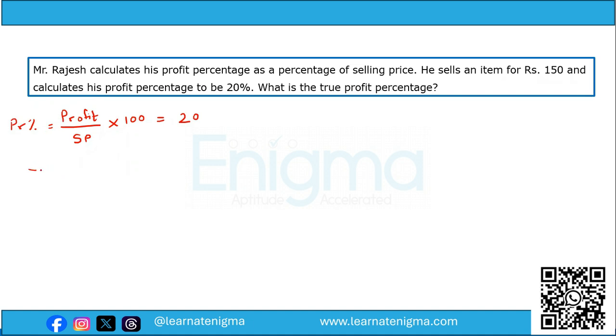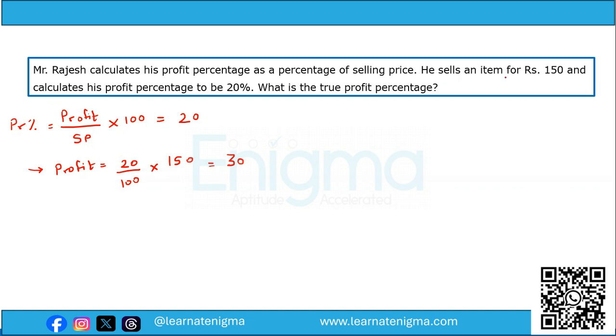So from this we can easily find the value of profit. So profit will be 20 upon 100 into selling price. Selling price is 150. So it comes out to be 30. So profit in amount is 30 rupees.